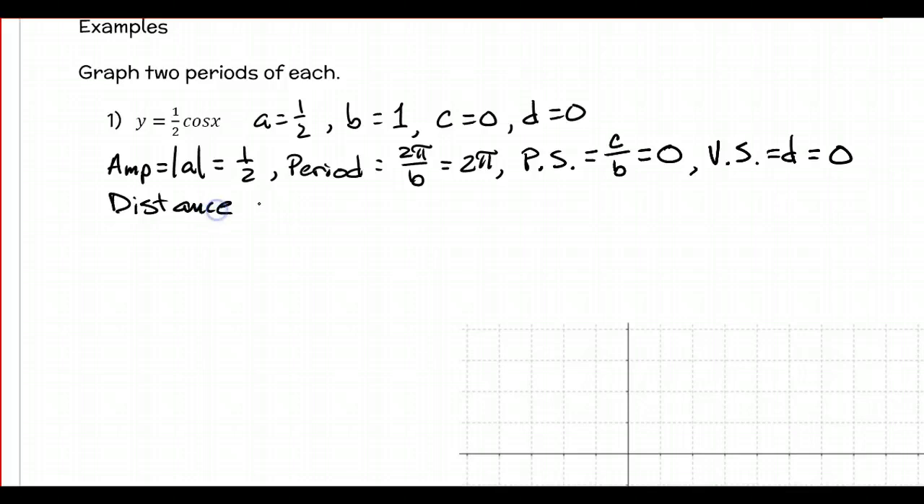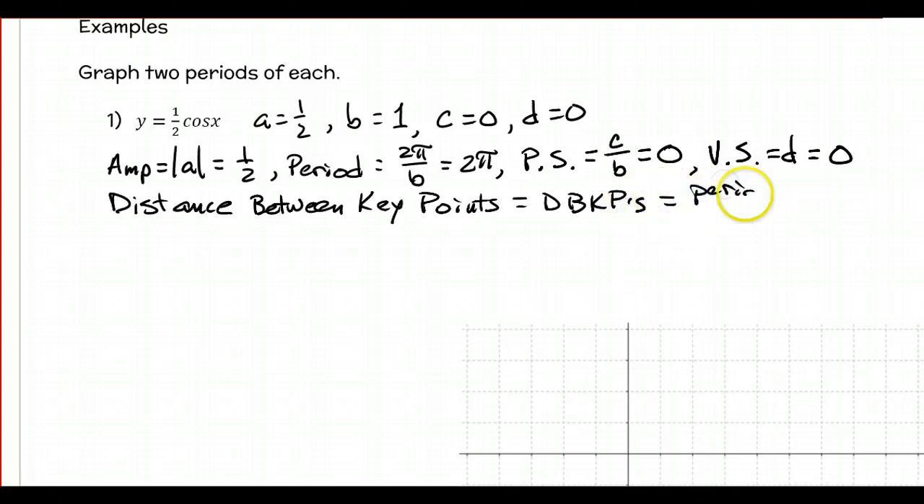And then the last thing that I need to find is the distance between key points, which from now on I'll just call DBKP, and that's our period divided by 4. So that's 2 pi divided by 4, which is pi over 2. All right, and that's going to be an important number for us.